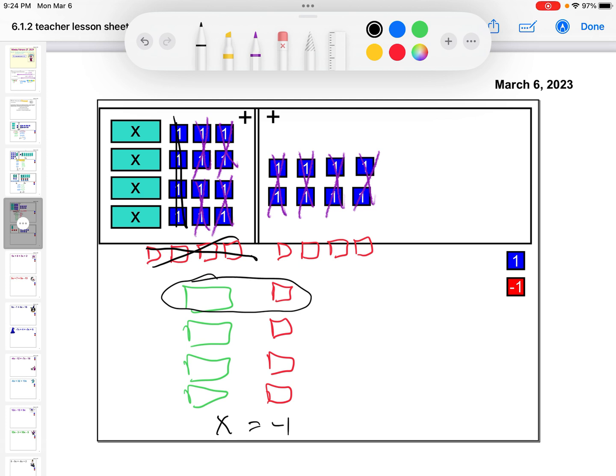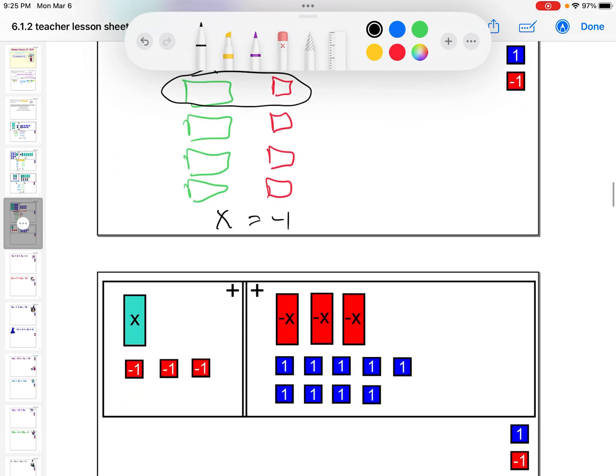Again, let's talk about what happened. I've canceled out some of the tiles on the left with some tiles on the right, and then I ended up making some 0 pairs. I eliminated a +4 by adding a -4 tiles to both sides. Then I could group by dividing them into 4 groups.